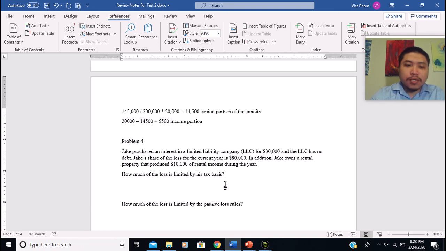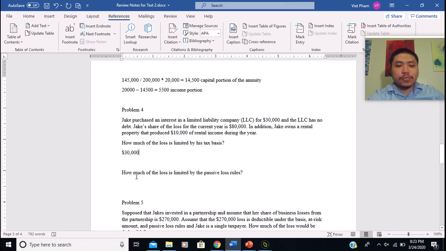So how much of the loss is limited by his tax basis? $30,000, right, because $30,000 is the amount that he invested in the company. Since the company has no debt, we don't have to make any adjustments, and the tax basis is going to be exactly the amount that the taxpayer invested in the company. So $30,000. The second question asks how much of the loss is limited by the passive loss rules. So this is the final hurdle, the third hurdle.